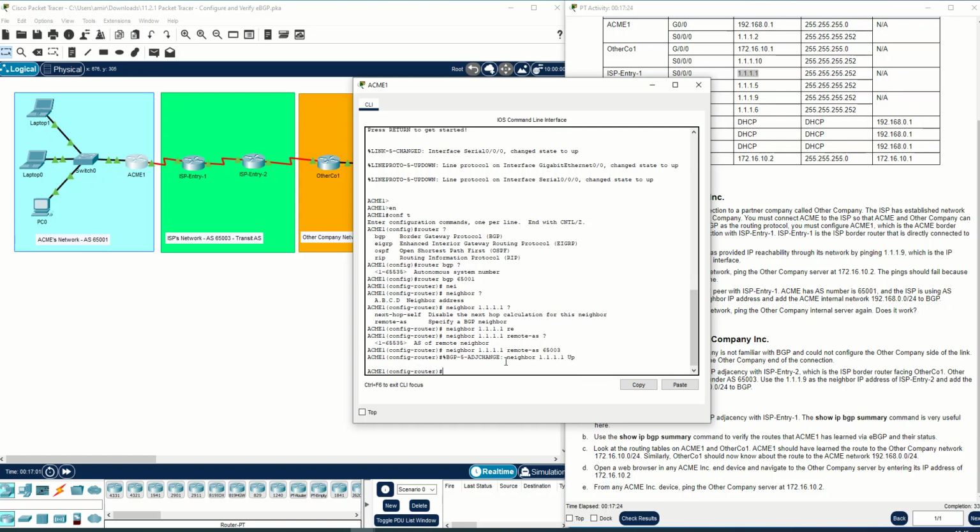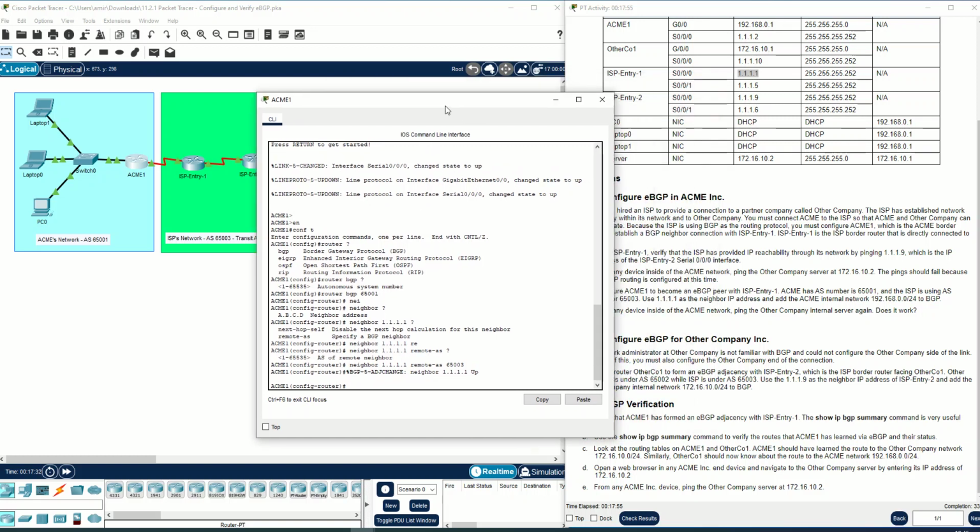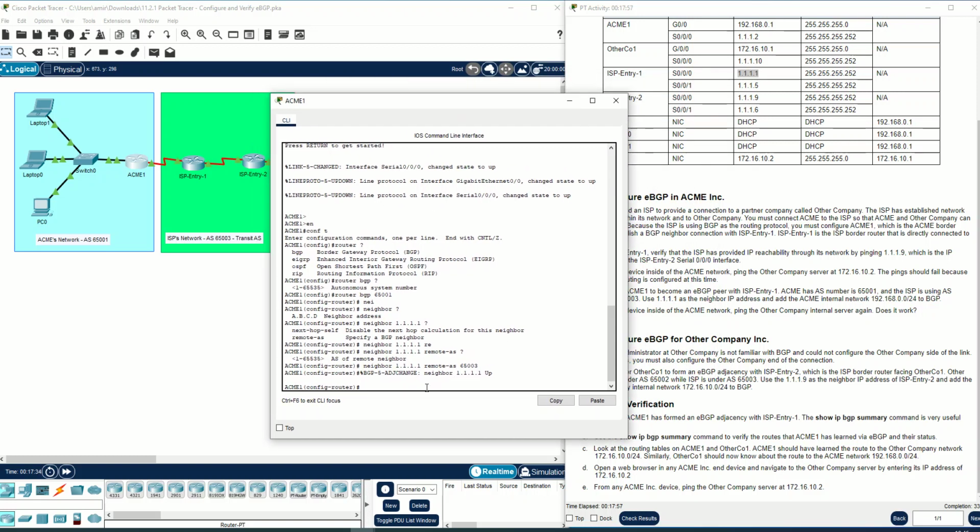And you can see the neighborship with 1.1.1.1 is up now and established. Another thing you need to do is advertise routes and paths to the peer AS, this ISP entry one. You should also advertise the network to this peer and this adjacency.